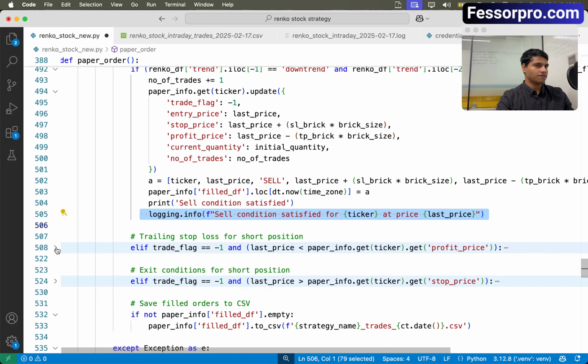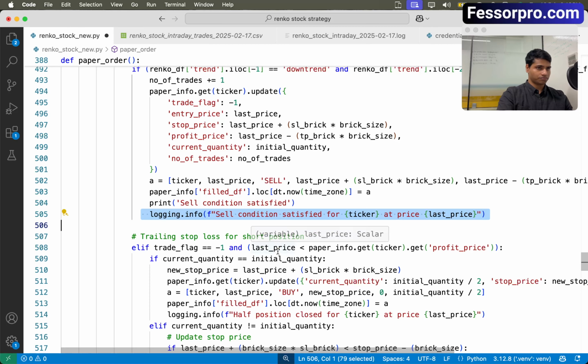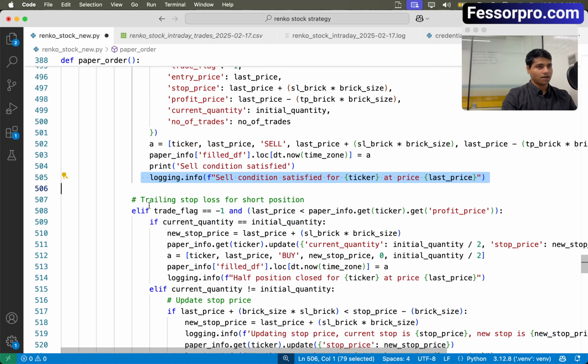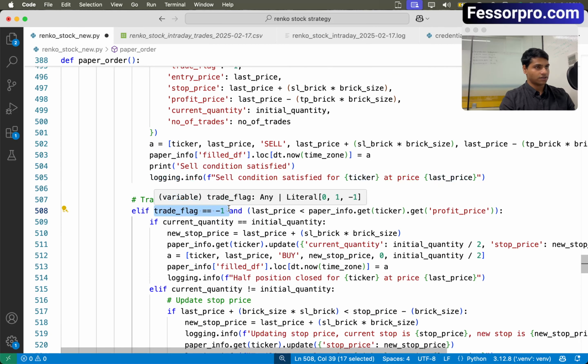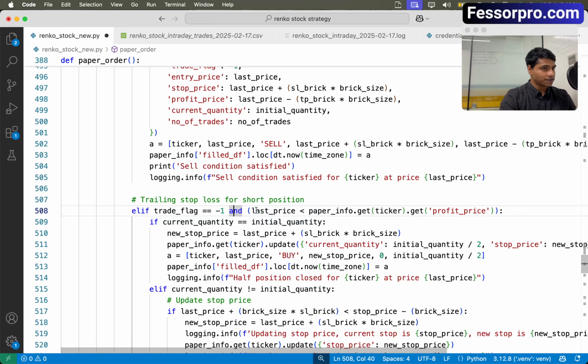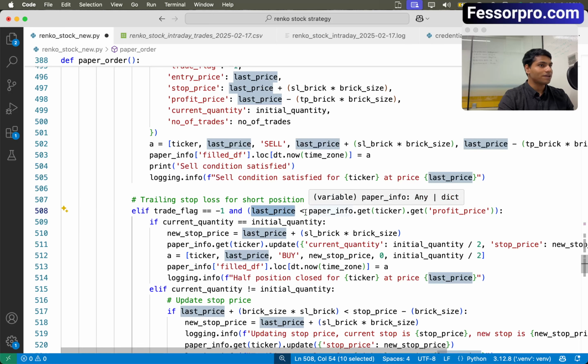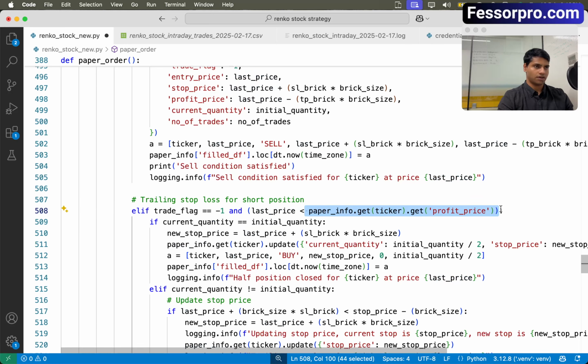Similarly, we will have the trailing condition for the short position. My trade flag should be equal to -1. See, when I take a trade and go long, I change the trade flag to 1. And when I go short, I change the trade flag to -1. Right? So that's why I'm checking here if my trade flag is equal to -1. One more condition should be satisfied: my last price should be less than the profit price. Right? This is a short position. So if the market goes down, then I will book the profit.